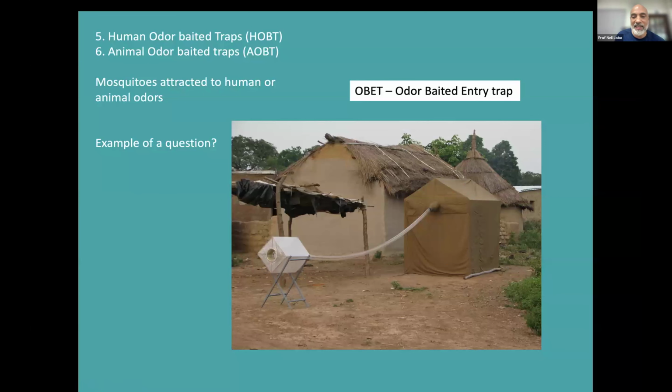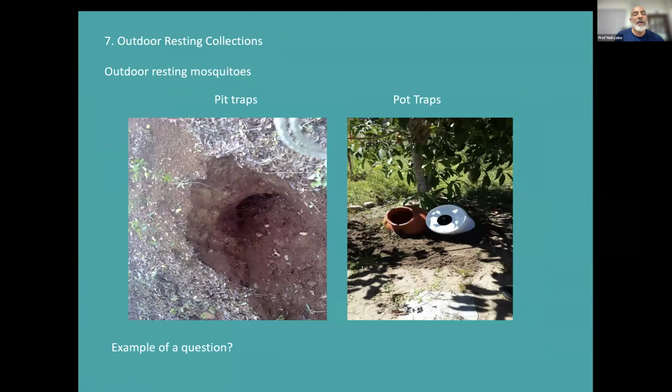I would not want to be in a tent. We have outdoor resting collections. So just like PSCs and indoor aspirations, and what else? Indoor aspirations and Prokopack aspirations capture indoor resting mosquitoes. Outdoor resting collections capture mosquitoes resting outdoors. Now, there are a couple of types of outdoor resting traps.